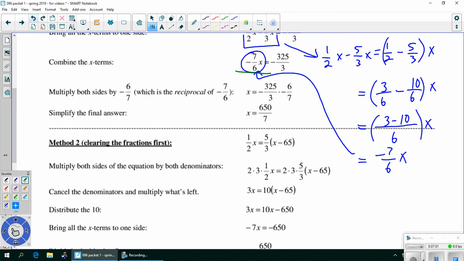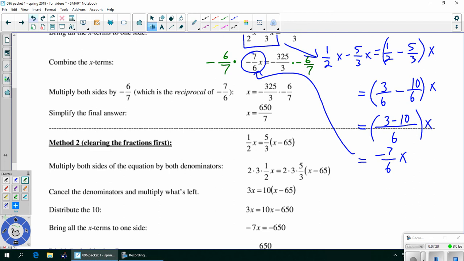So a better alternative for us this semester, instead of dividing both sides by a fraction, we're going to multiply both sides by the reciprocal. Multiply both sides by negative 6/7 in this case. I put the negative upstairs. It doesn't matter whether it's upstairs or downstairs or in the front. Let's put it in the front.